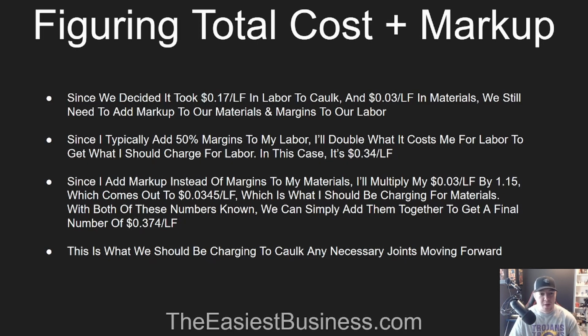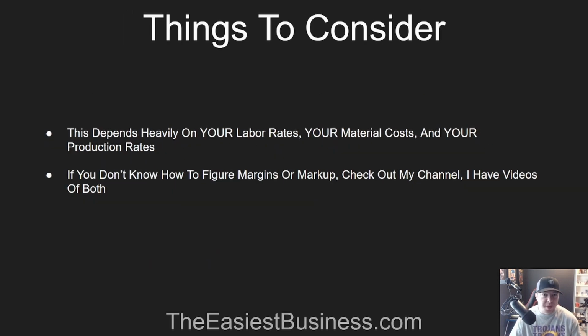And now you know with a standard tube, a 950A, if that's acceptable on the job, I need to be charging 37.4 cents a linear foot, assuming the same guy's doing the caulking and the gaps aren't crazy and messed up. So that's pretty much it.